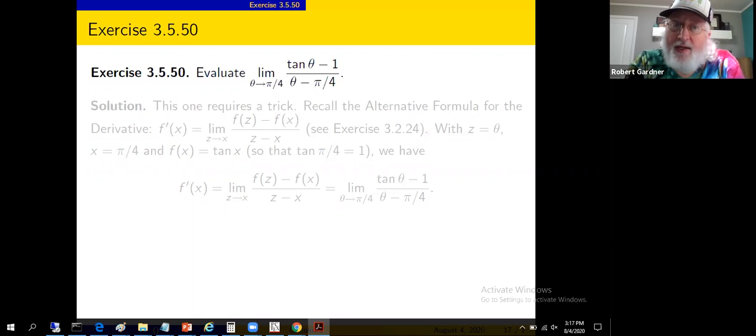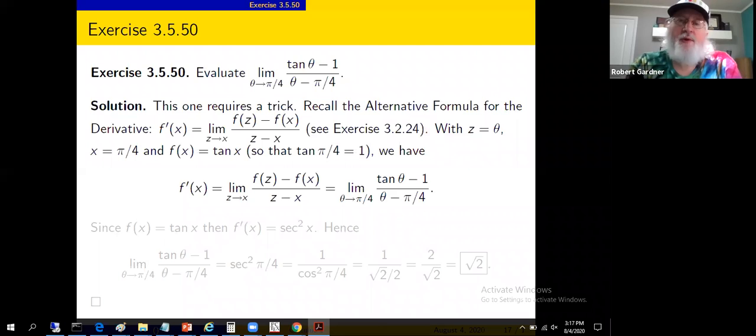This is a trick, and that's the reason I'm working it for you. So this one's a bit tricky. If I were handed this out of context, I'd probably change that tangent into sines over cosines and see if I could do something that I recognize. And I probably wouldn't have very good luck because I don't know about limits as theta approaches pi over 4 of sines and cosines. So, but here's the trick.